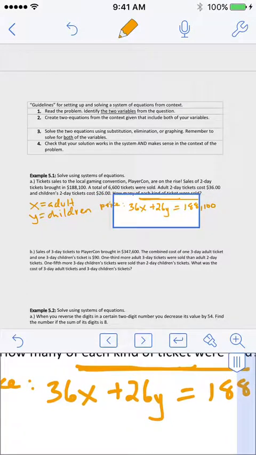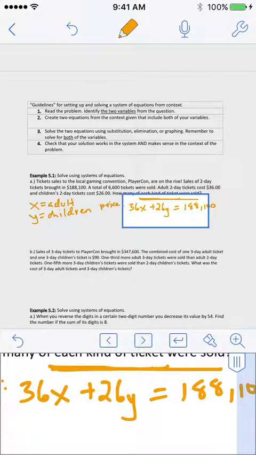This is talking about the price. $36 times the number of adult tickets I have plus $26 times the number of children's tickets I have gives me a total of how much money was gained from the tickets, right?